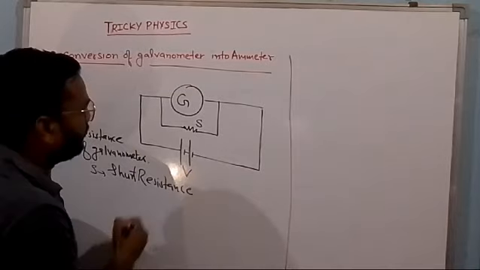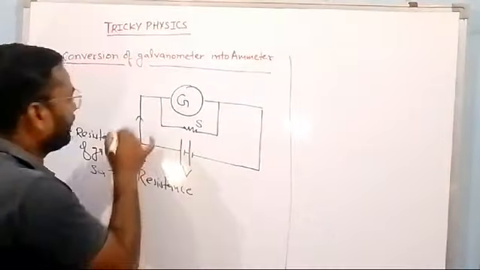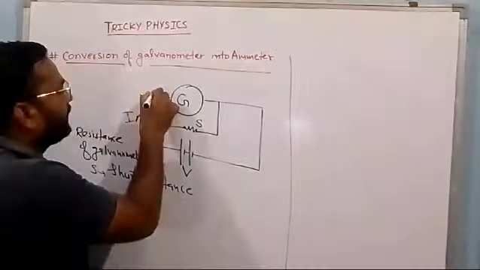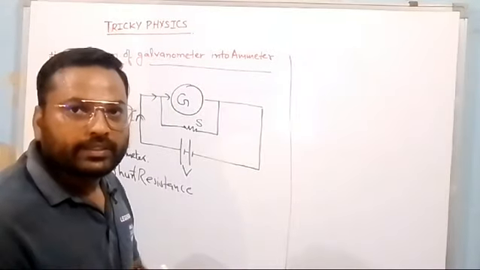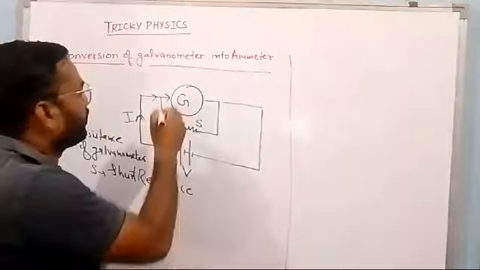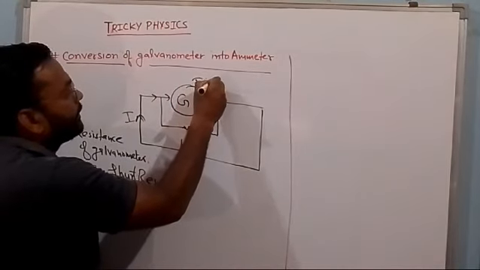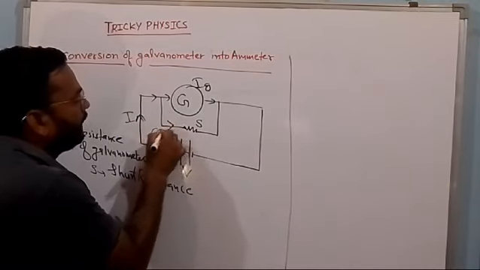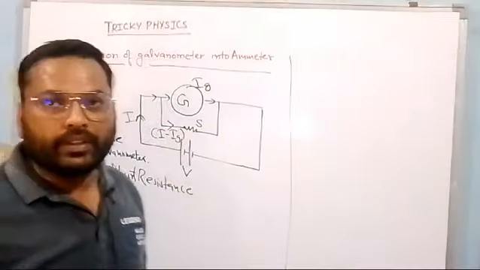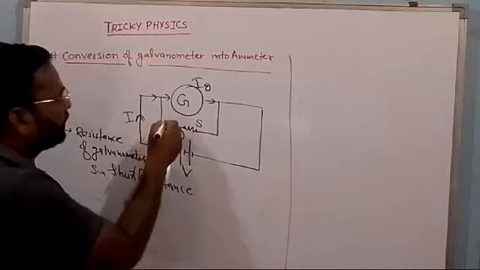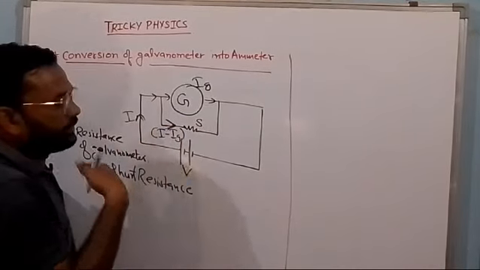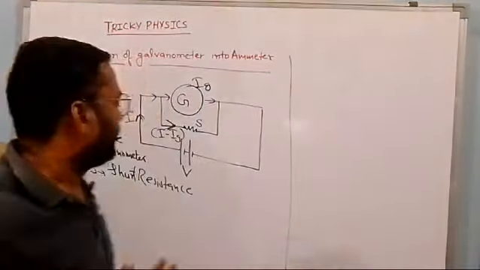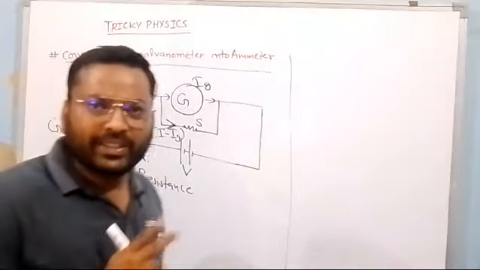So guys, come here. If a current I is flowing from here, then this current divides, as you know very well that in a parallel arrangement current divides. So this is Ig, the galvanometer current, and this current is I minus Ig. The current which comes to the shunt resistance, that is I minus Ig.